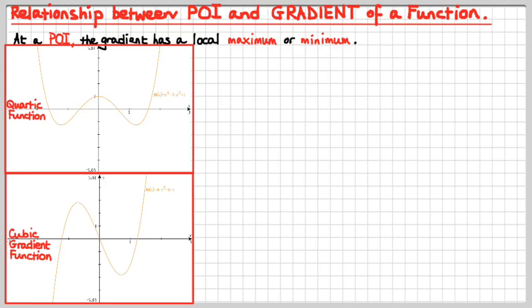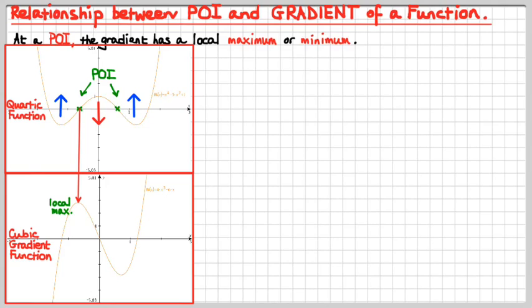Now have a look at the POIs. Where can you spot the POIs on the quartic up here? Where's the concave up? Where's the concave down? So where are the POIs? They're at the boundary where they meet. Yes, there they are. Now, they coincide. What I'm saying here is they coincide on the gradient function with a local maximum or minimum. Have a look. See?